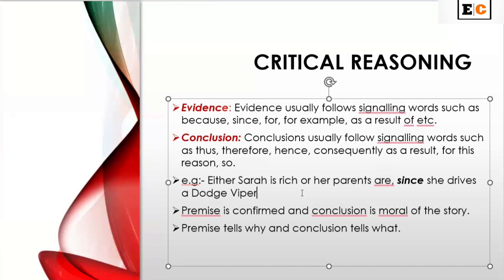Moving further, premise is confirmed. So how to understand which part is the premise? Whenever a piece of information in the sentence is based on fact and somewhere it is confirmed, it will be the premise.